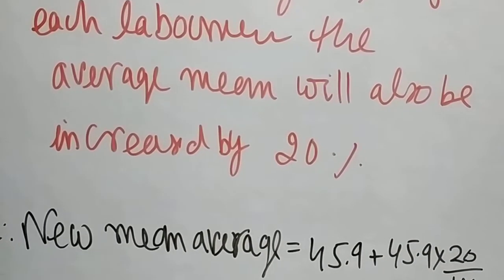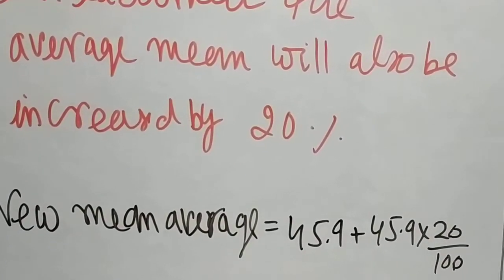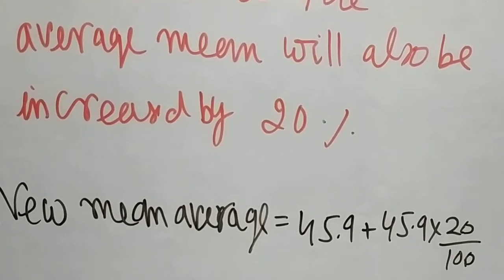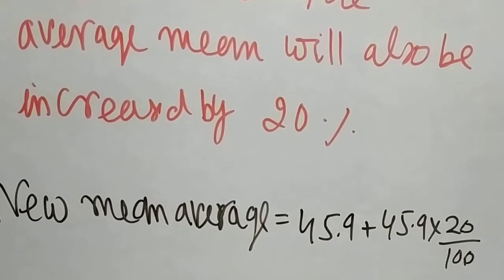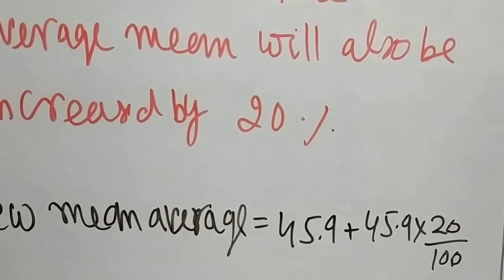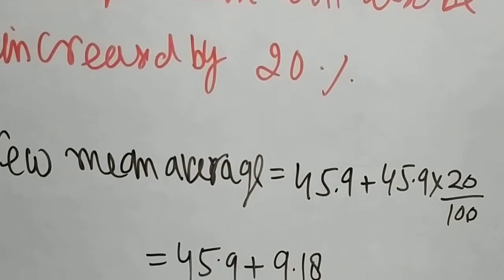So new mean average equal to previous mean average, 45.9 already calculated, plus 20% of this, that is 45.9 into 20/100. Solve it.